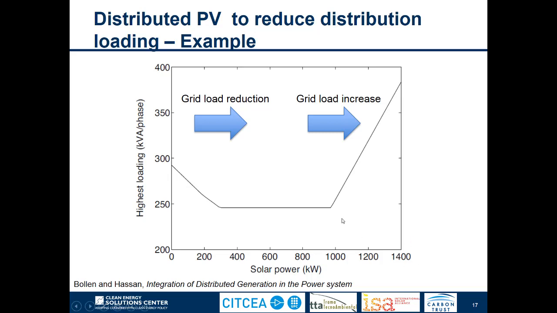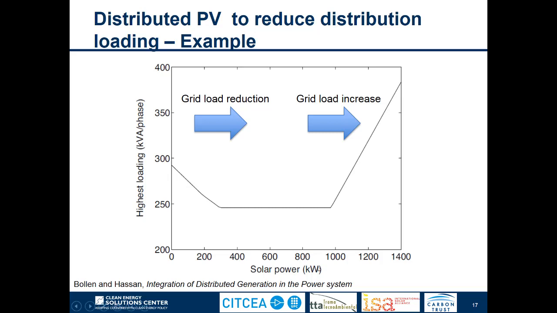Between 300 and 900 kilowatt, the highest loading is maintained constant. But if we install much more PV than that, we start to increase the loading in the system. In this case, the highest loading depends not on the loading of the system, which was what was happening before. From this point on, the highest loading depends on the generation. So the PV generation is so big that it provokes the maximum loading in the system.